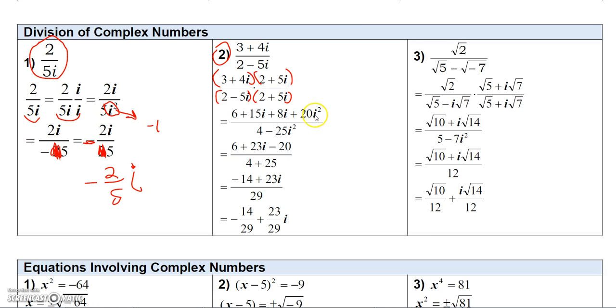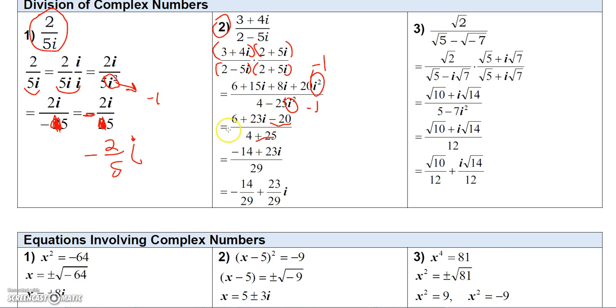Now the next thing I need to do is remember that everywhere there's an i squared, I can actually replace that with negative 1. So right there I can replace that with negative 1, and then that will make that a minus 20. And also right here I can replace the i squared with negative 1. And when you take negative 25 times negative 1, you get plus 25. So I put a plus 25 here.